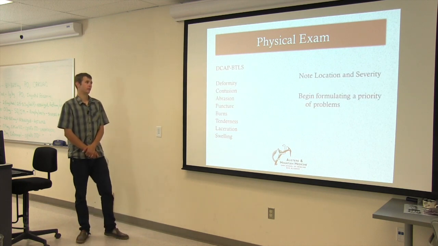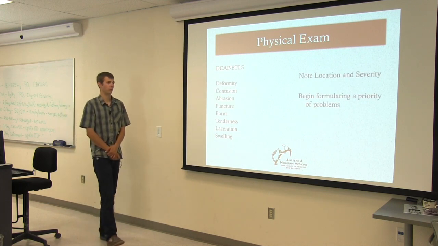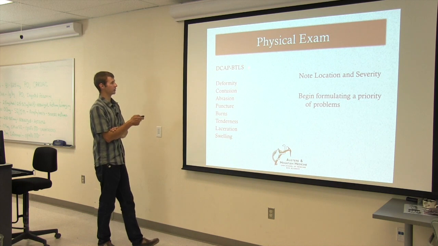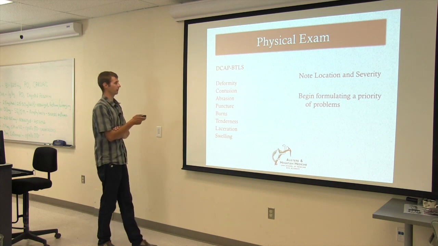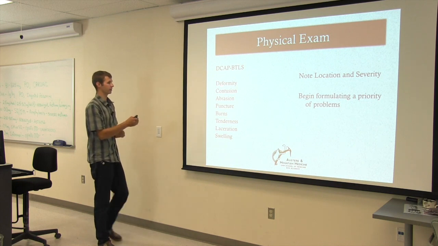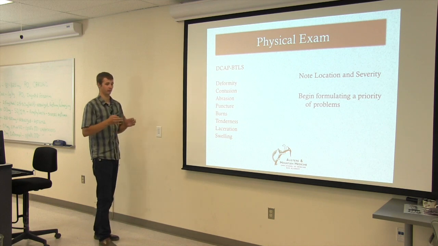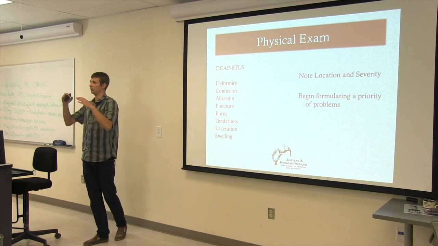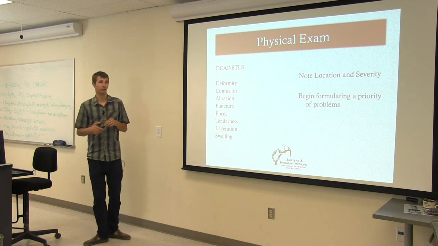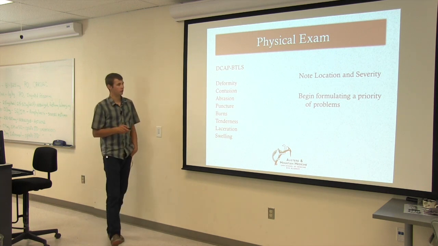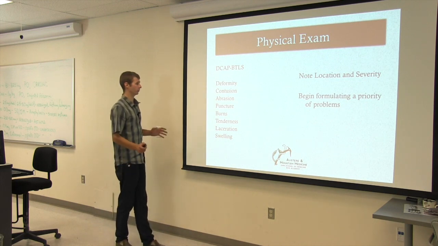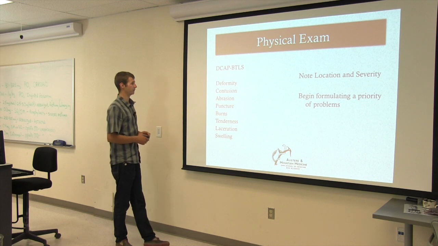During our physical examination, we're looking for a number of different things, and this acronym up here, DCAP BTLS, helps us remember different things that we might be looking for. Deformity, so this might be something just looks deformed, it doesn't look right. Maybe if they have a broken arm, their arm is like bending in the wrong direction, that would be considered a deformity. Contusion is the medical term for a bruise, so we're looking for any bruising that might be present.